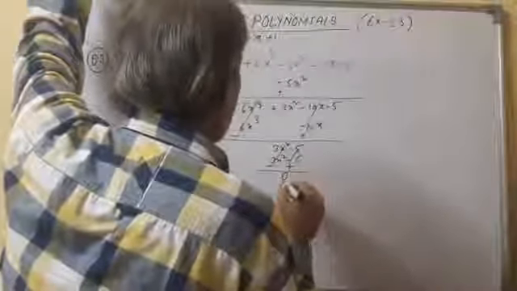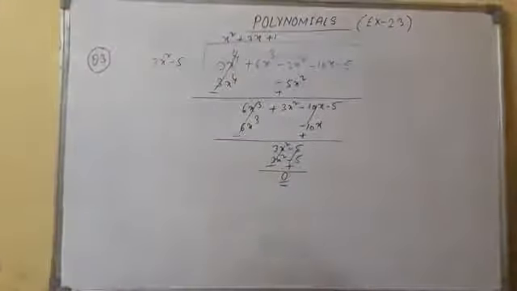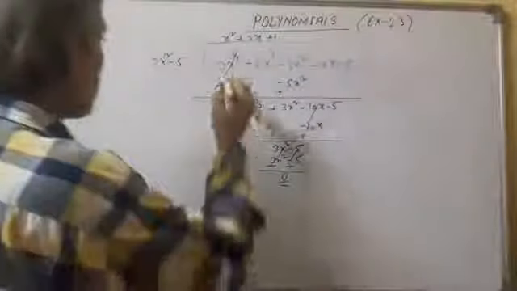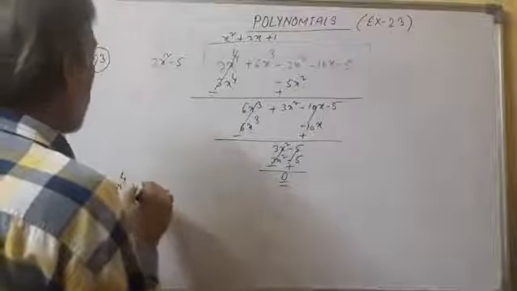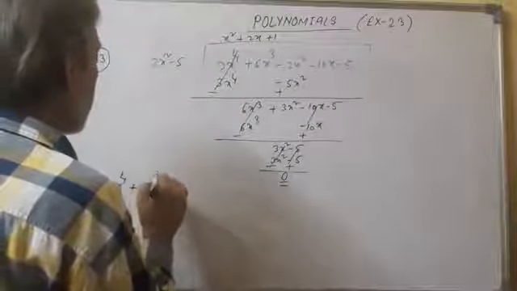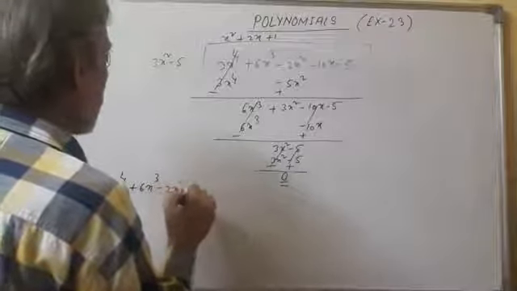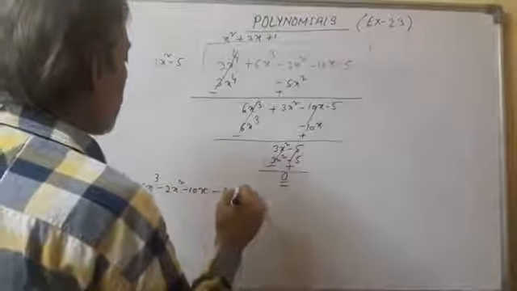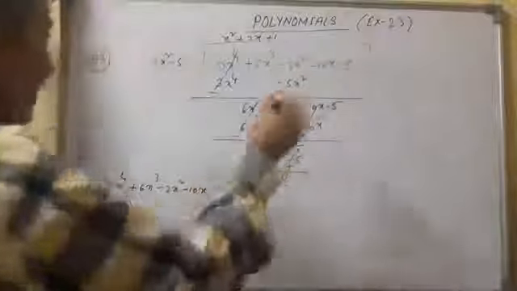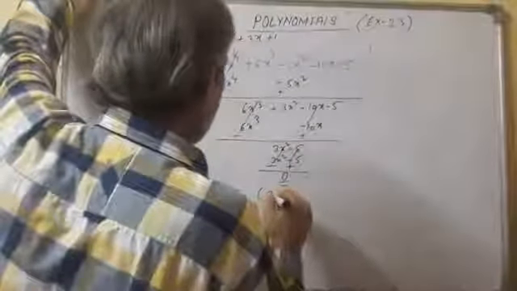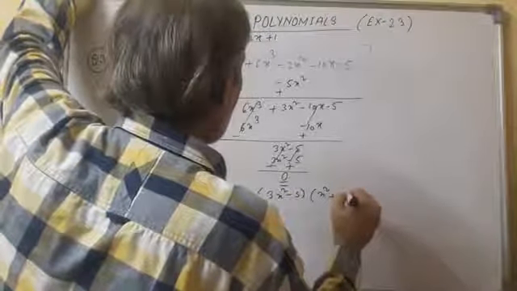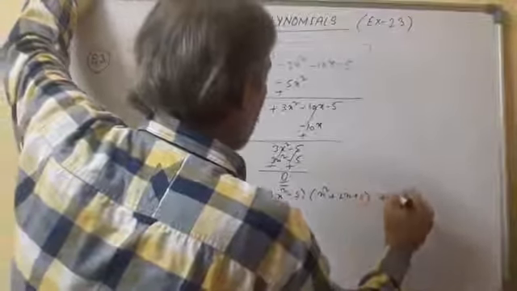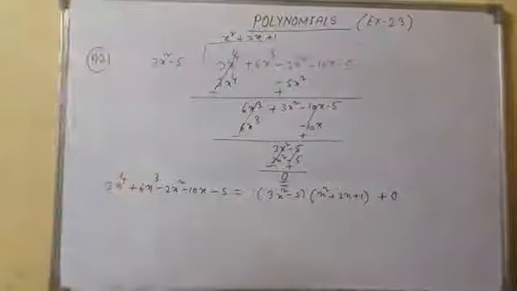So we are getting remainder as 0. Therefore, this thing can be written as what? 3x^4 + 6x^3 - 2x^2 - 10x - 5 equals what? Dividend equals divisor multiplied by quotient plus remainder, but remainder in this case is 0, so we don't need to write it here.